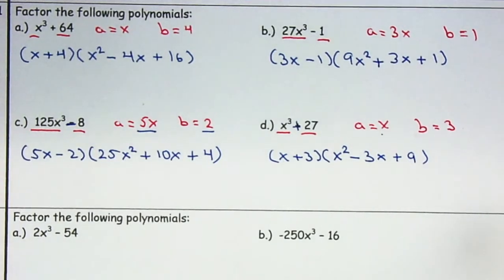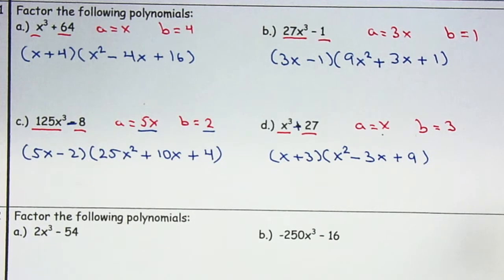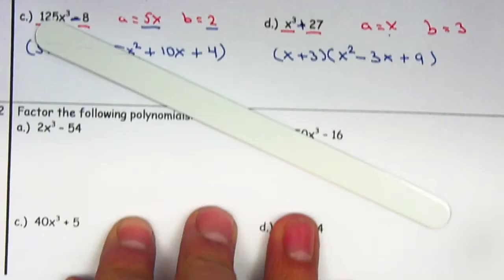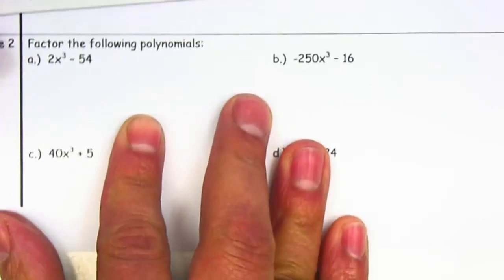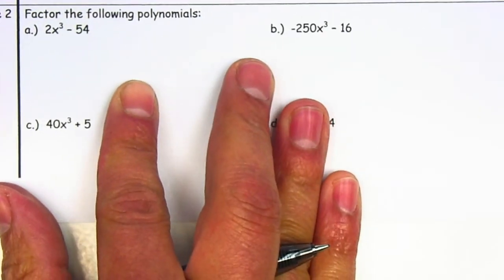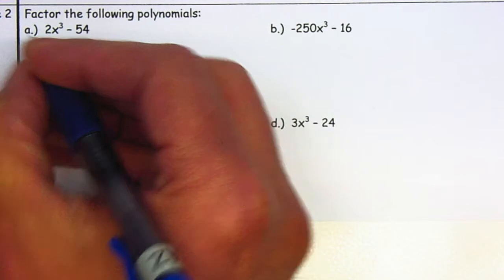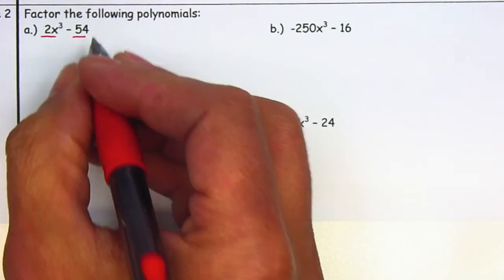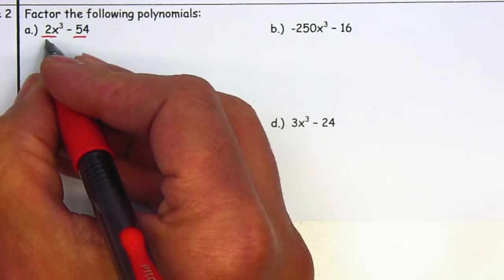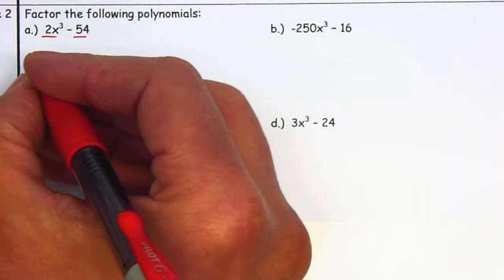Now let's continue with example number 2. Before you are able to factor, you want to take out the common factor first. So you want to ask yourself, what number divides 2 that also divides 54? What can I take out? So what number divides 2 that also divides 54? 2.